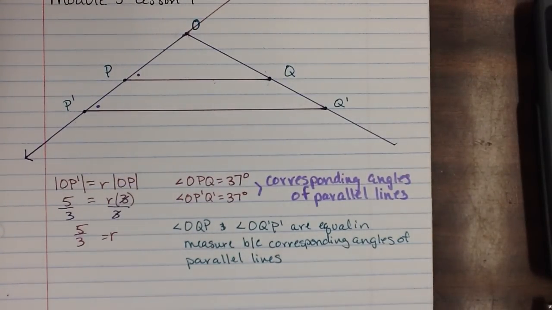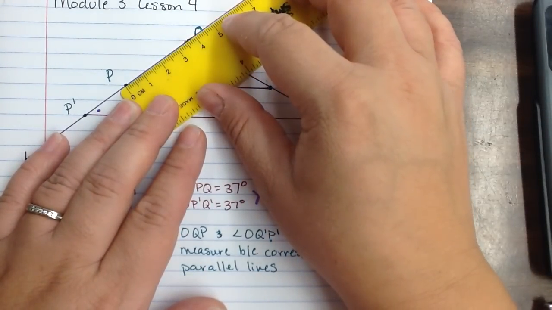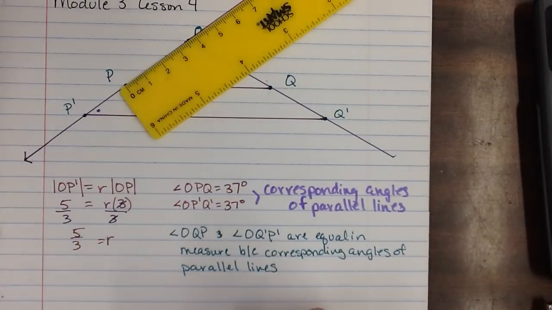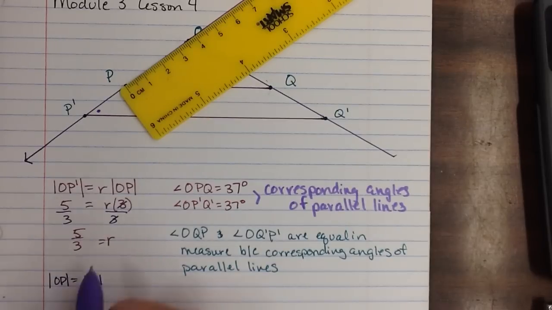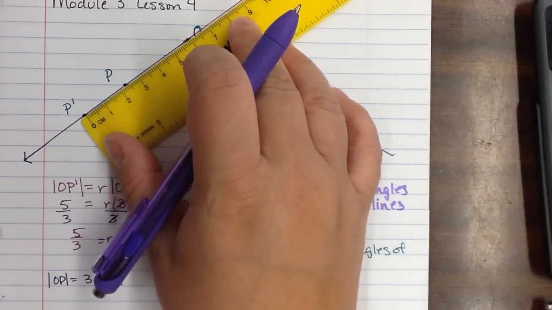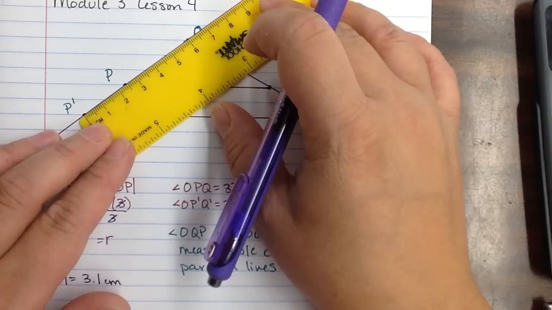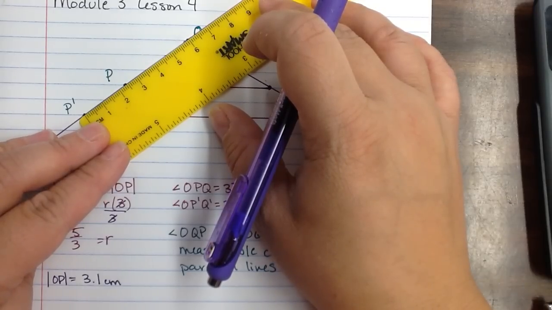So now we're going to measure some lengths here. We're going to measure from O to P and O to P prime. And then I would venture to say we're probably going to do the same thing for O to Q prime. I'm going to turn it this way so it's easier for me to measure. The distance from O to P equals 3.1 centimeters. And the distance from O to P prime is, you could say 5.9, maybe, I'm going to go with 5.9.